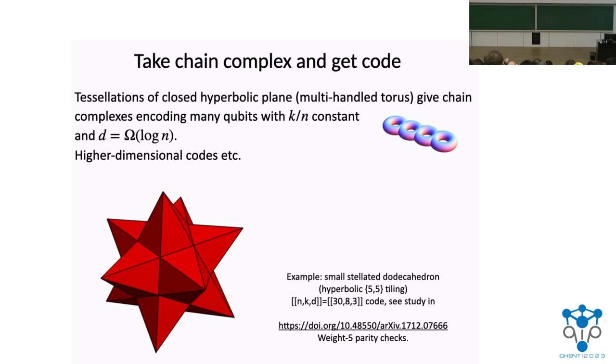So now, of course, I want to talk about what are called hyperbolic surface codes. They're also tilings of a closed surface, and topologically, this surface is a multi-handled torus. Of course I could tile this torus with just little squares like I do for the surface code, and then I would encode 2 times the number of holes in this surface.